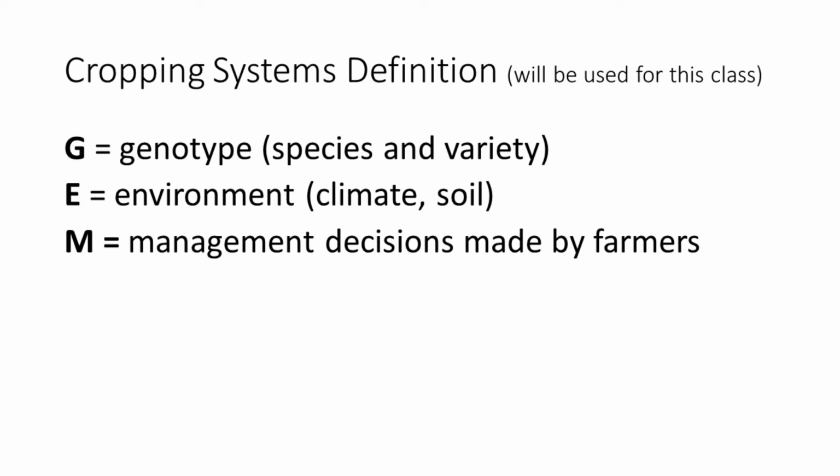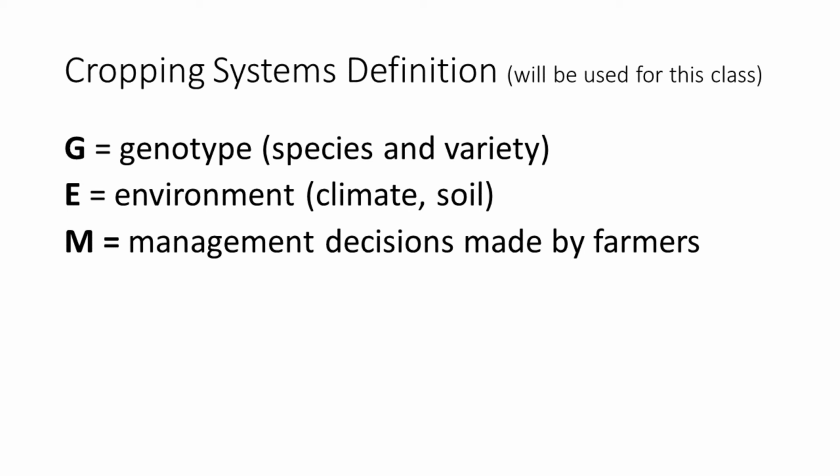So M refers to all the management decisions made by farmers, and this encompasses a wide range of different decisions. For example, tillage, when to till and how to till, or not to till at all. Choice of different herbicide or pesticides. Things like row spacing, how wide are the rows on their fields, or plant population, how many seeds per hectare or per acre are they going to sow. Management also will refer in part to crop rotation, what crop species and varieties to grow in what sequence.